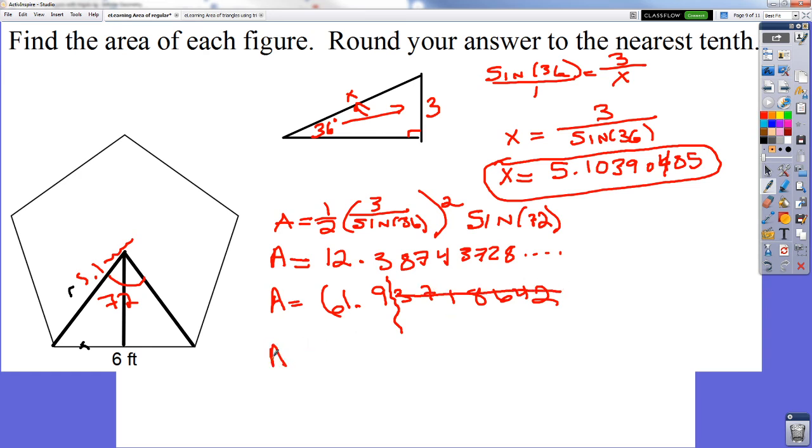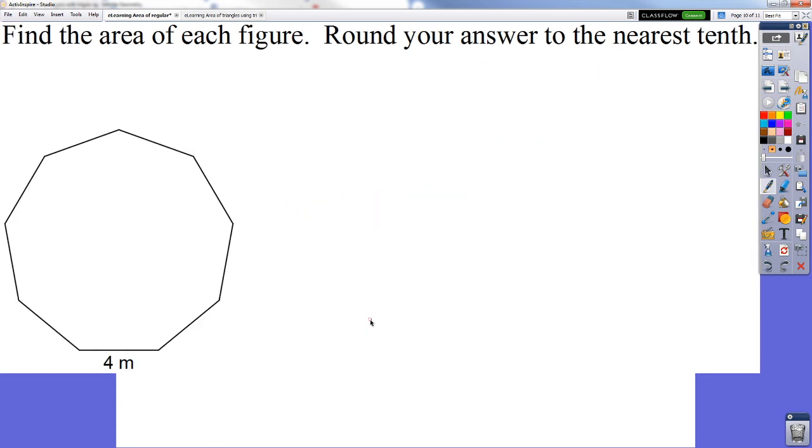Our final answer here, 61.9 feet squared. Your turn. Give it a try.